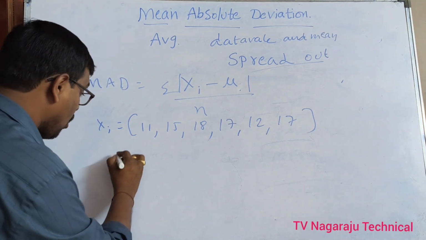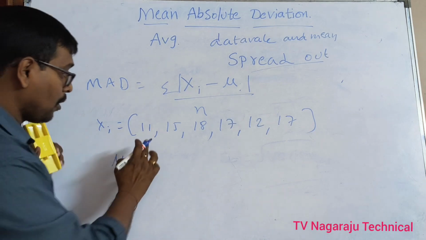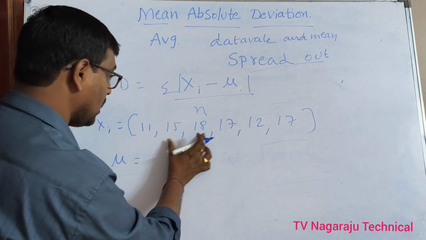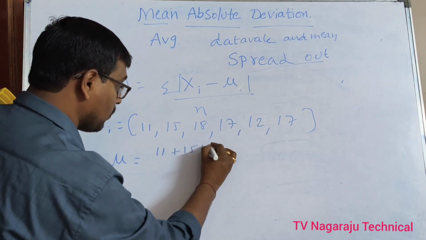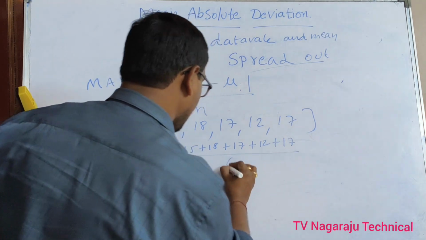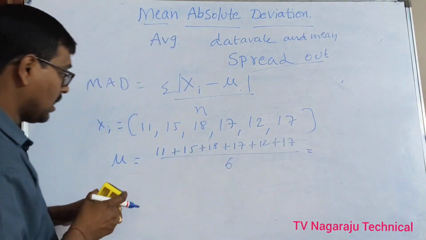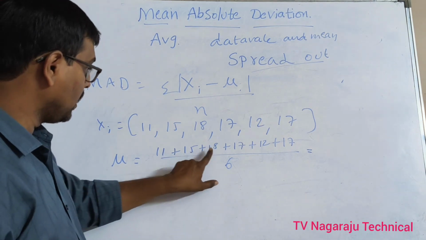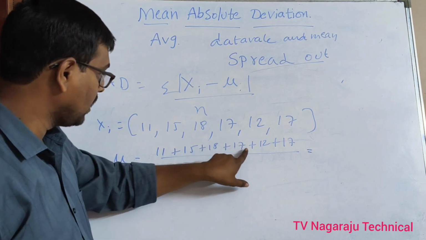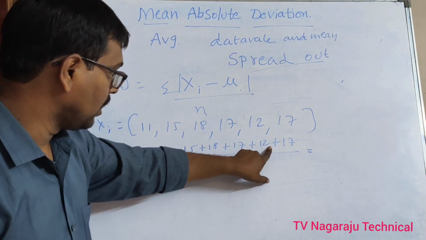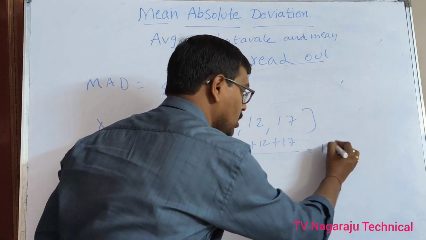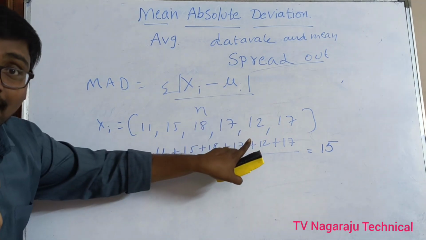Now calculate the average of all the data points. 11 plus 15 plus 18 plus 17 plus 12 plus 17, there are 6 values. So 11 plus 15 plus 18 plus 17 plus 12 plus 17 divided by 6. Simply do the calculation, the total is 90. 90 divided by 6 is 15. So the mean for all these data items is 15.